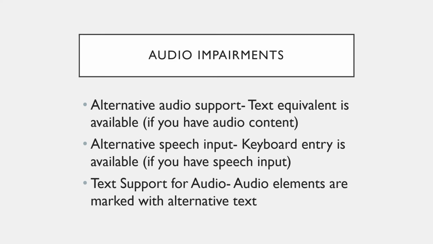For those individuals with audio impairments, you want to provide alternative audio support. Text equivalent is available, so if you do have audio content on your web page, you want to make sure there's a text equivalent, usually a word-for-word translation or transcription, so make sure that you have that. Alternative speech input, so keyboard entry is available. If you require them to speak for certain parts of your web page, they can do so also by using a keyboard.